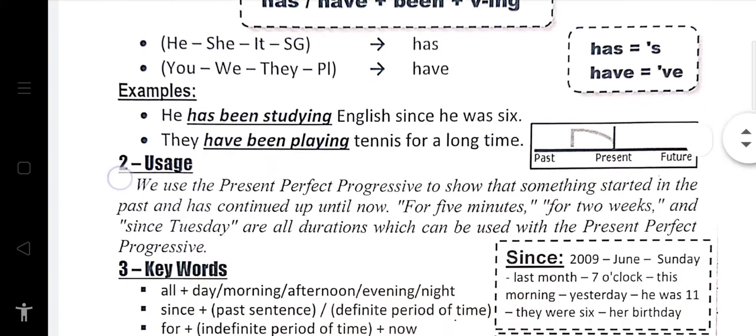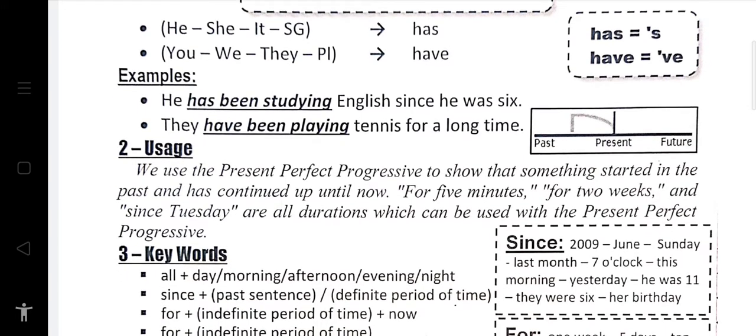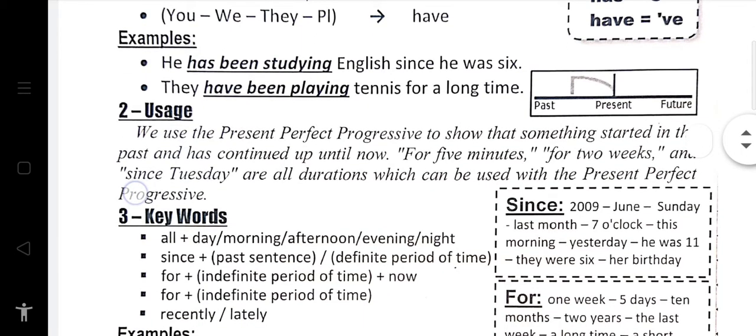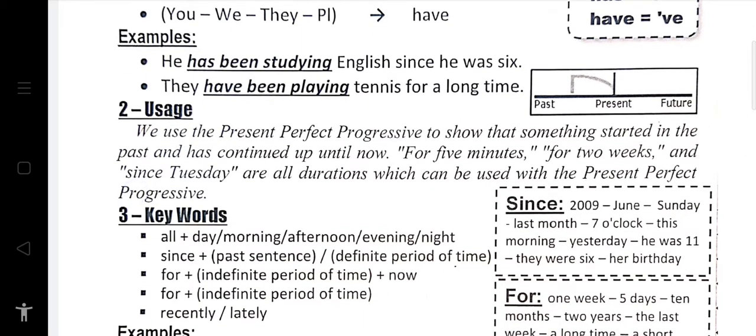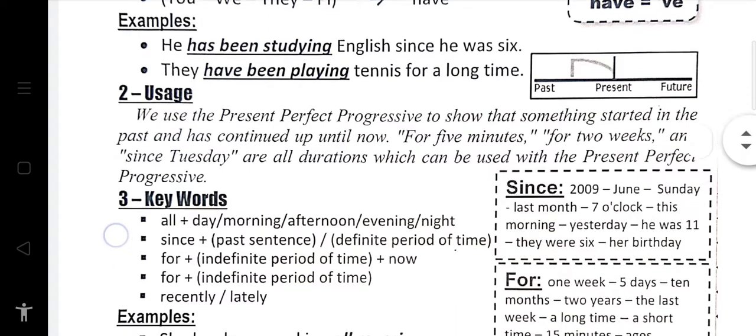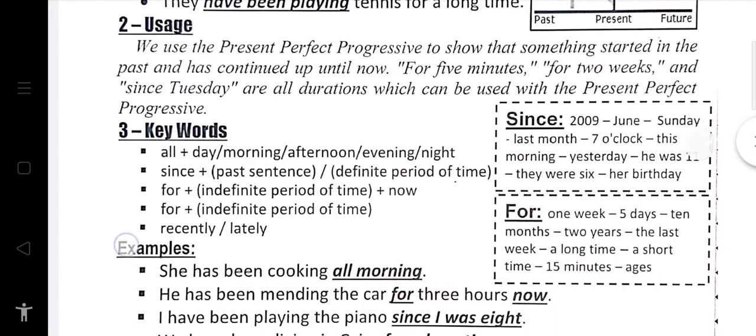They have been playing tennis for a long time. What about the usage of this tense? We use the present perfect progressive to show that something started in the past and has continued up until now. For 5 minutes, for 2 weeks, and since Tuesday are all durations which can be used with the present perfect progressive tense. Let's talk about the key words for this tense.